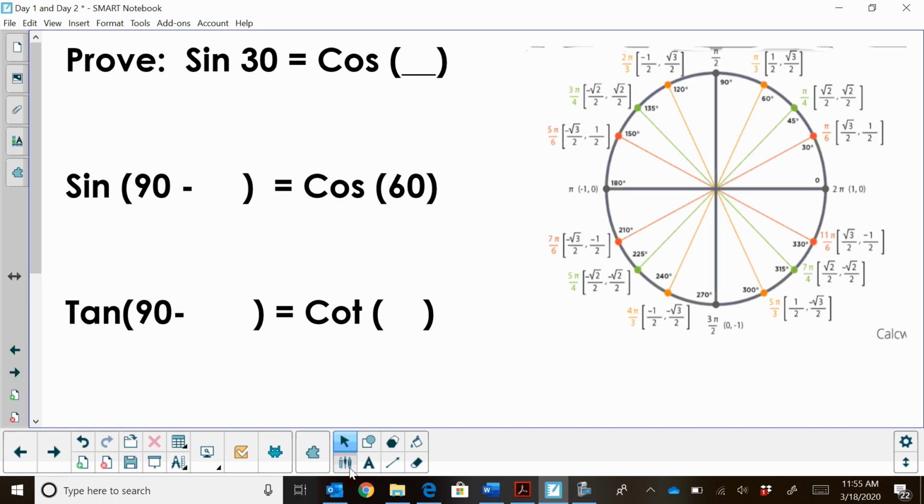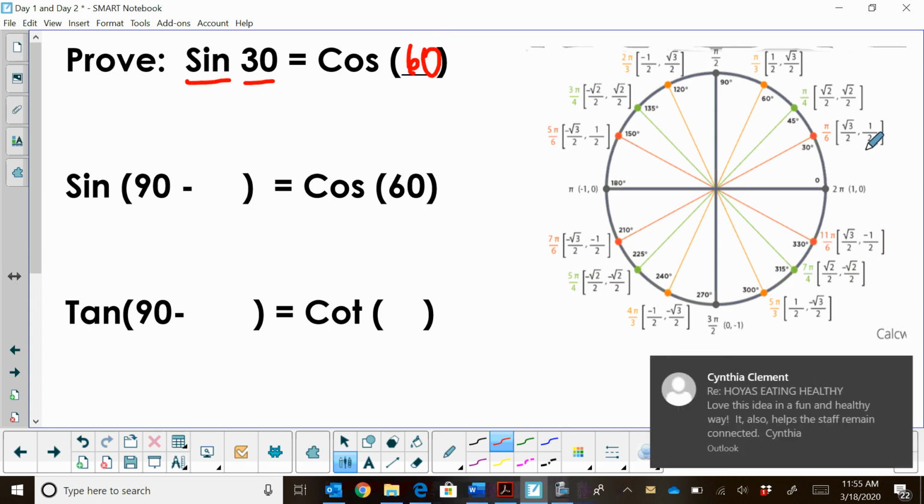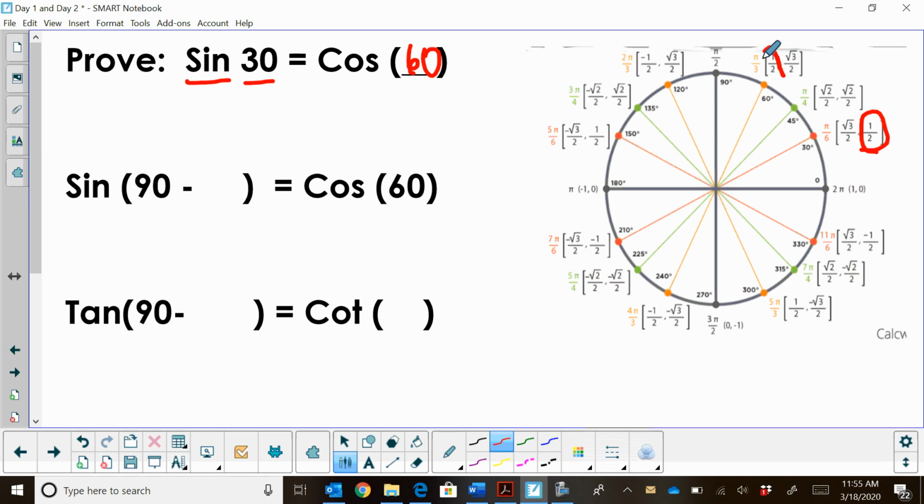So let's prove it with some numbers and looking at the unit circle. So the sine of 30 is equal to the cosine of 60. So let's look at that. What is the sine of 30? Well, that's a half. What is the cosine of 60? That one's a half. So they're both 1/2 because it's the difference from 90.